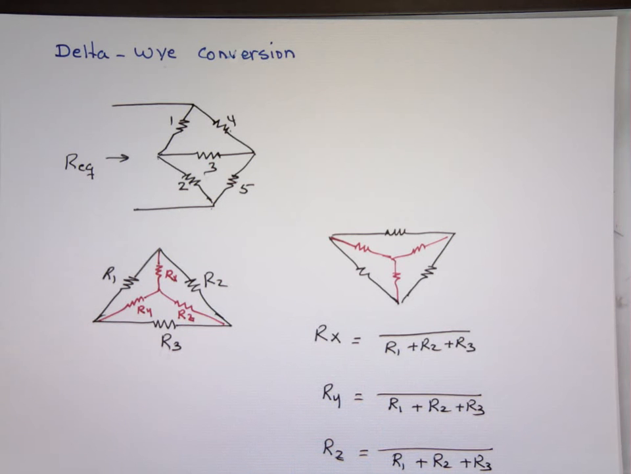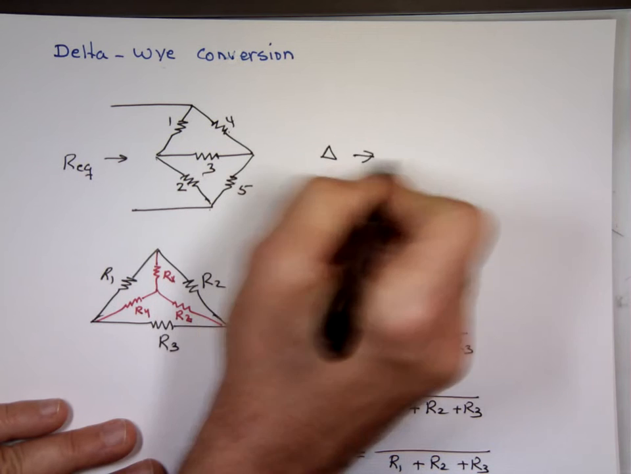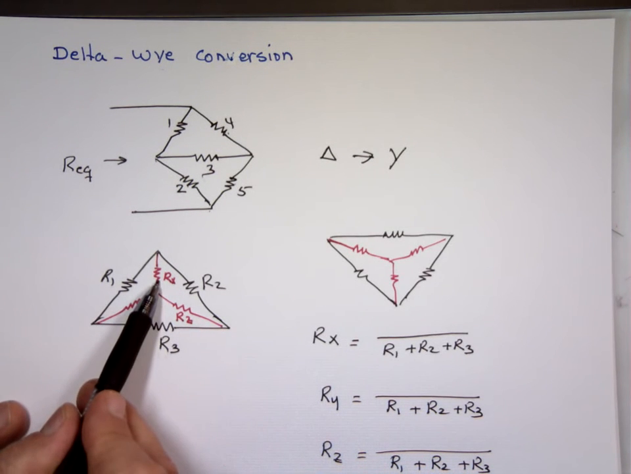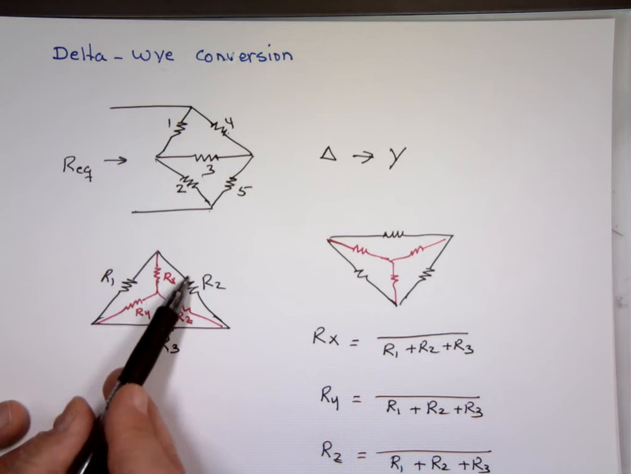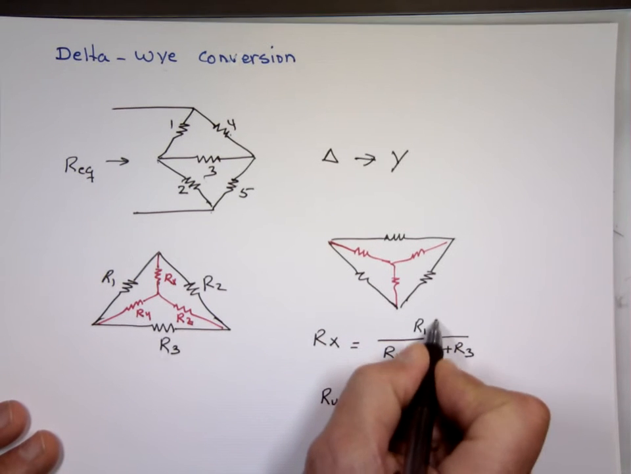Well, how do you find R sub x then? What's the top? Let me take a look at R sub x. This is the easiest way to remember that. So you go in here from delta to Y. Notice R sub x is this resistor. Look at the two adjacent to R sub x. What are they? 1 and 2. So the top is going to be R1 times R2.